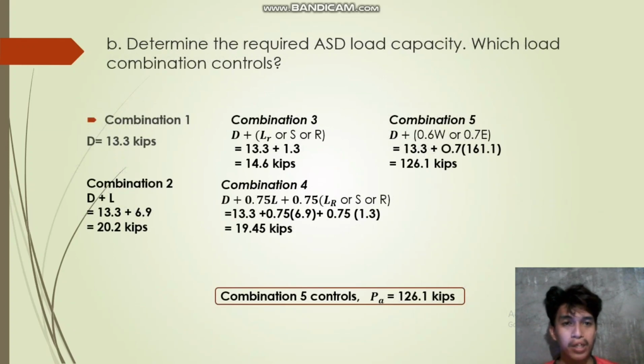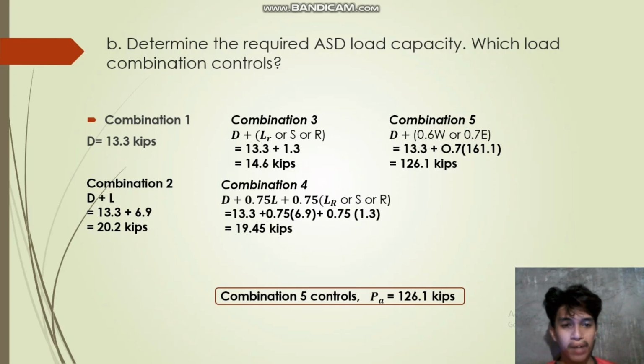Next, letter B. Determine the required ASD load capacity. Which load combination controls? Combination number 1, dead load is equal to 13.3 kips. Combination number 2 is dead load plus live load. 13.3 plus 6.9 is equal to 20.2 kips. Combination number 3, D plus Lr or S or R. It is 13.3 plus 1.3. Then it is equal to 14.6 kips.